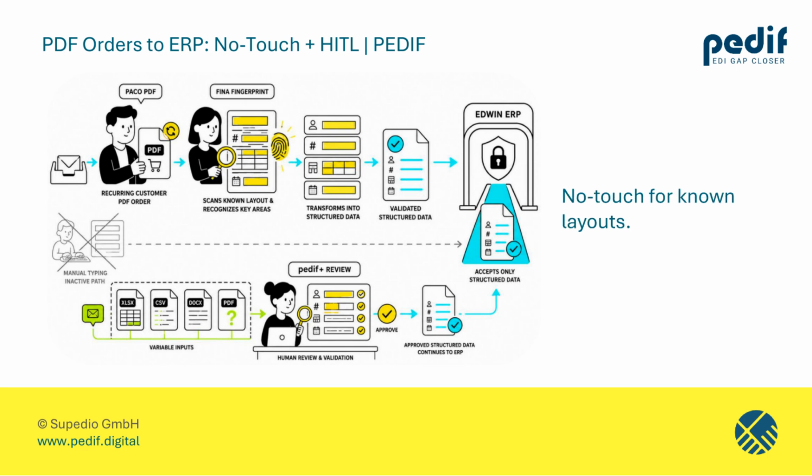PEDIF's main path is the PDF fingerprint. Recurring approved order layouts are recognized, mapped, validated, and handed over as structured data.